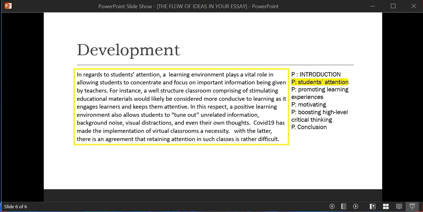All this I have taken from other websites. As I showed you last time, it's so easy to paraphrase, using different bits of information from different sources. Now here I inject the other idea, which is that COVID-19 has made the implementation of virtual classrooms a necessity. There is an agreement that retaining attention in such classes is rather difficult. Of course, you can add more information, more detail as you wish. But my lesson today is how you can be logical in your writing.